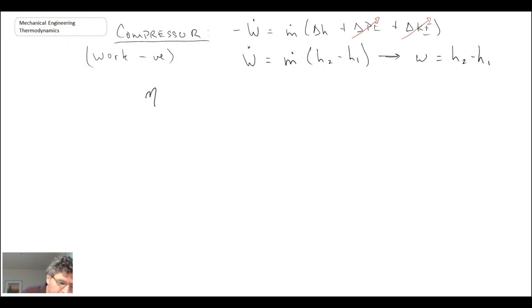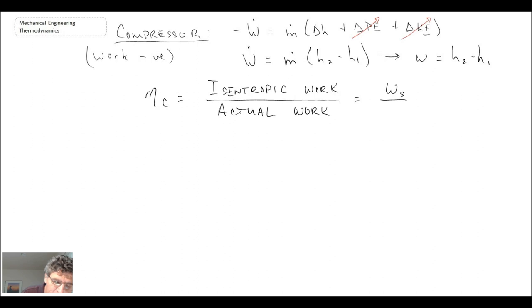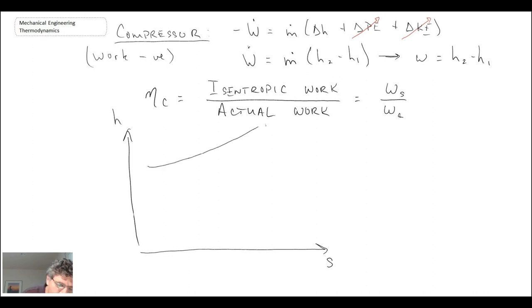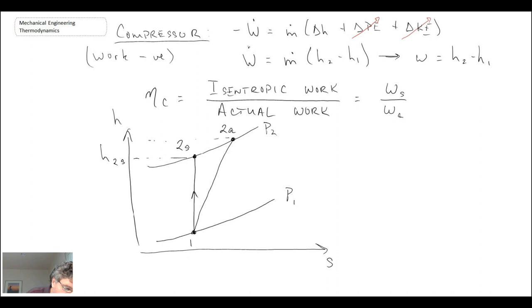So the component efficiency for a compressor is a ratio of isentropic work to actual work. And this will be expressed as w_s over w_a for actual, so isentropic to actual. Again, we're going to look at this on the Mollier diagram. We're going from a lower pressure to a higher pressure. We begin at state 1. We go vertically up to state 2s. And in reality, what will happen is we will increase in entropy through this compression process, and we end up at 2a. Here we have h2s for the enthalpy, and then h2 actual, and h1 down here.